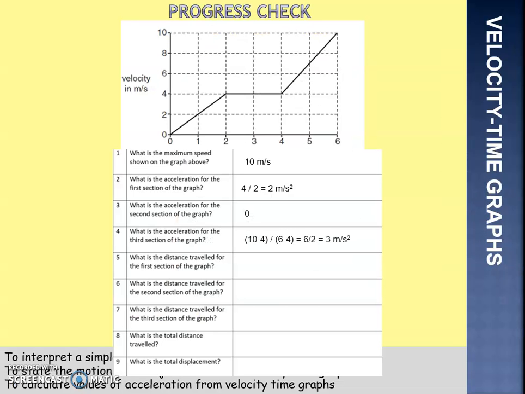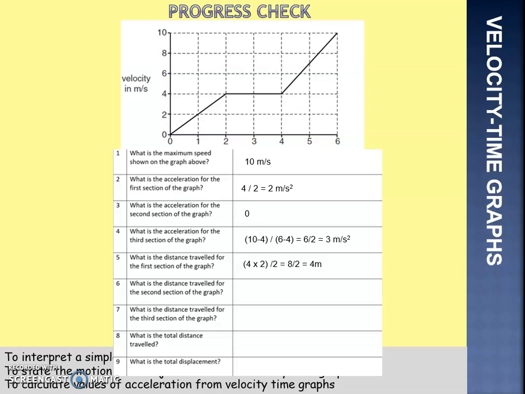Okay, question 5. What's the distance for the first section of the graph? Well, we want the area under the graph for this one, and the area is a triangle. So we do base times height divided by 2, but we take our figures from the graph. The base is 2 seconds and the height is 4 meters per second. So that's 2 times 4, giving us 8. 8 divided by 2, because it's the triangle, would give us 4 meters.